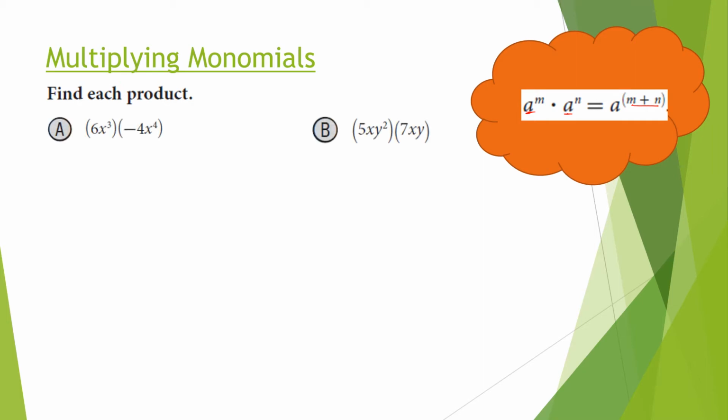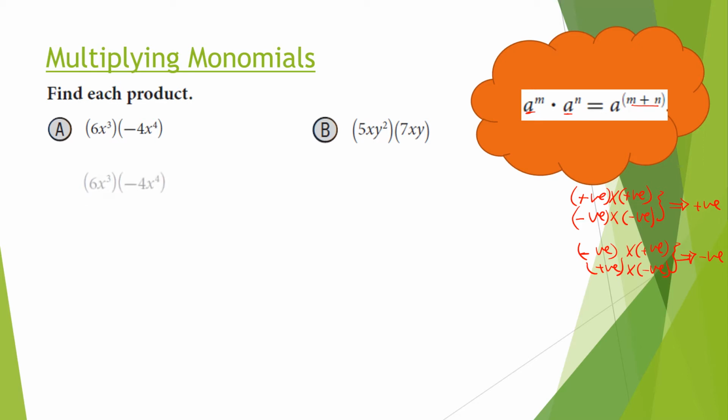Okay, remind yourself also with something else: if I have positive times positive or negative times negative, same sign, the answer will be positive. If I have negative times positive or positive times negative, the answer will be negative. So different signs will give me negative.